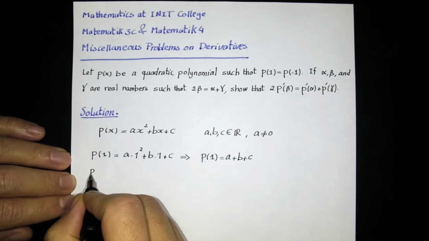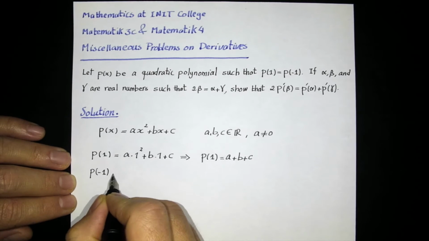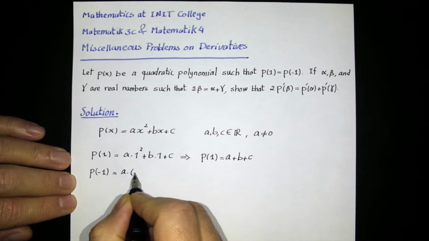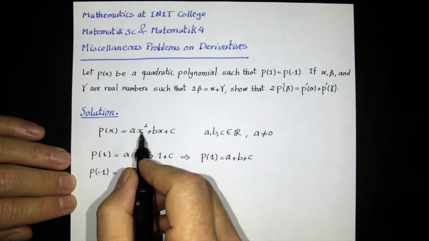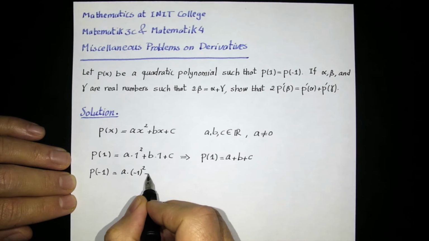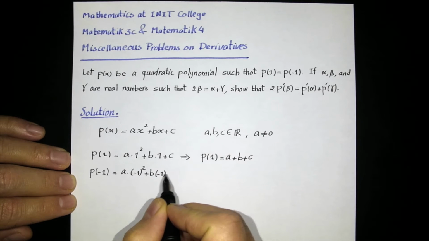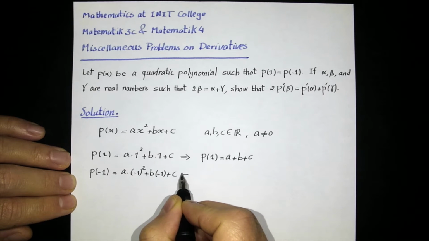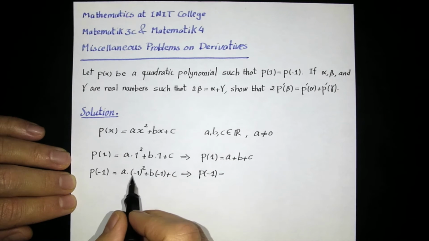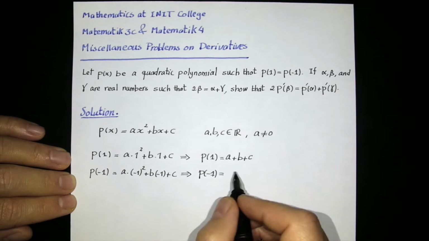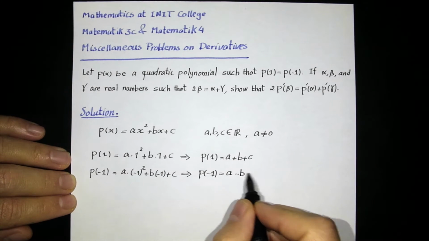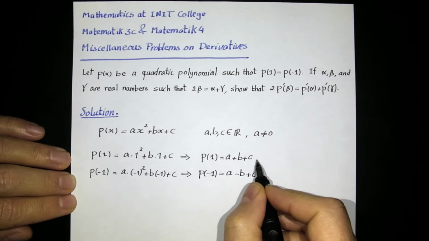On the other hand, what is p of minus 1? It means that I need to replace x with minus 1 this time. So instead of this x I put minus 1, it becomes a times minus 1 to the 2 plus b times minus 1, and then I have c. So this implies that p of minus 1 is equal to minus 1 to the 2 is 1 times a is a, minus 1 times b is minus b, and then I have to write c. Okay, so I have these two.